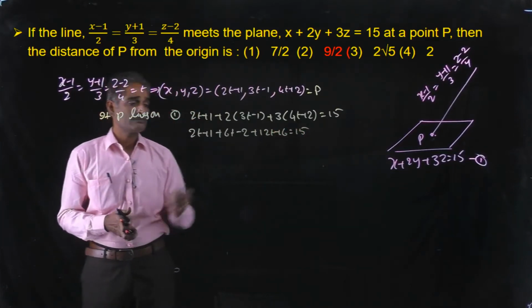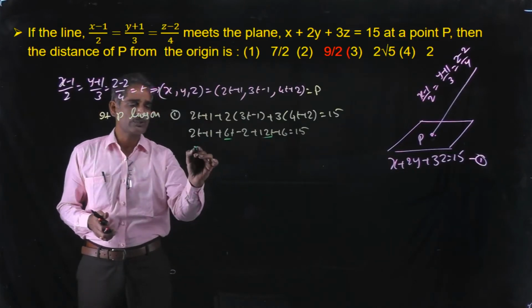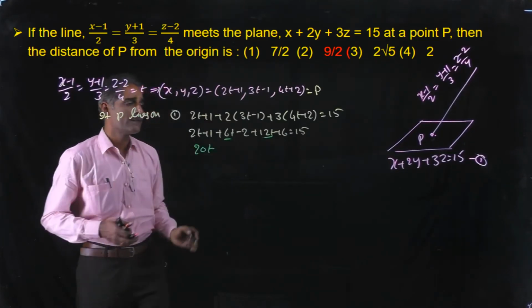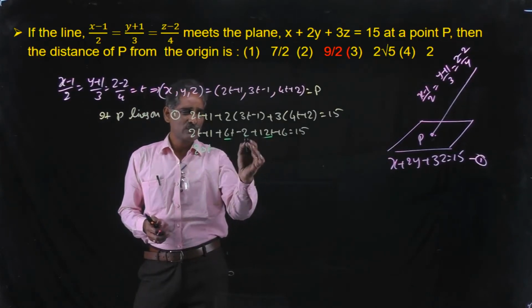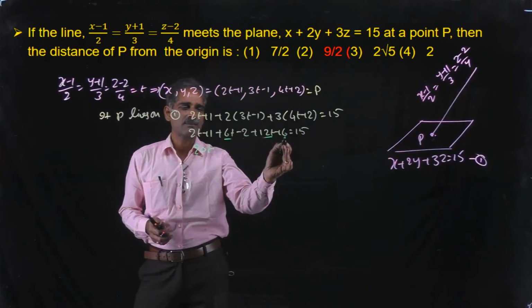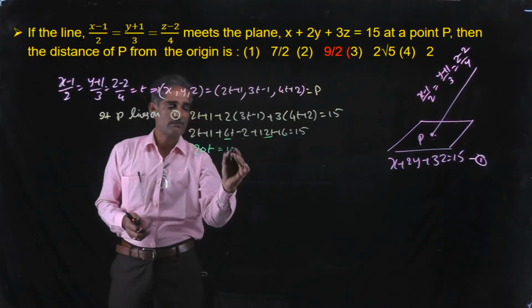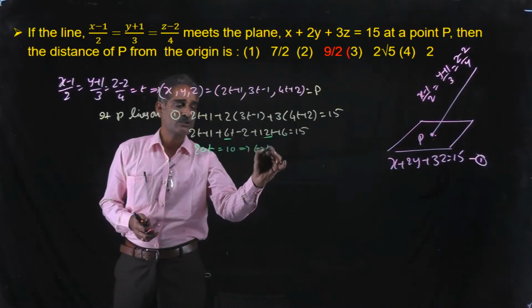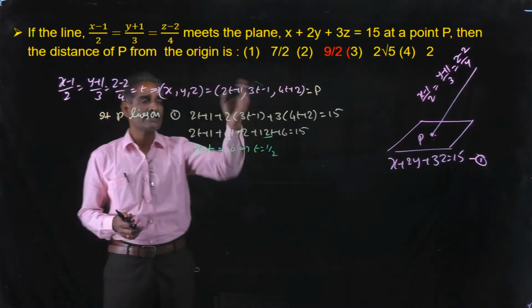Now 12t plus 6t is 18t, plus 2t is 20t. Next, constants: 1 minus 2 plus 6 is 5, so 15 minus 5 is 10. So 20t is equal to 10, from this t is equal to 1 by 2. With respect to t equal to 1 by 2, we will get the coordinates of P.